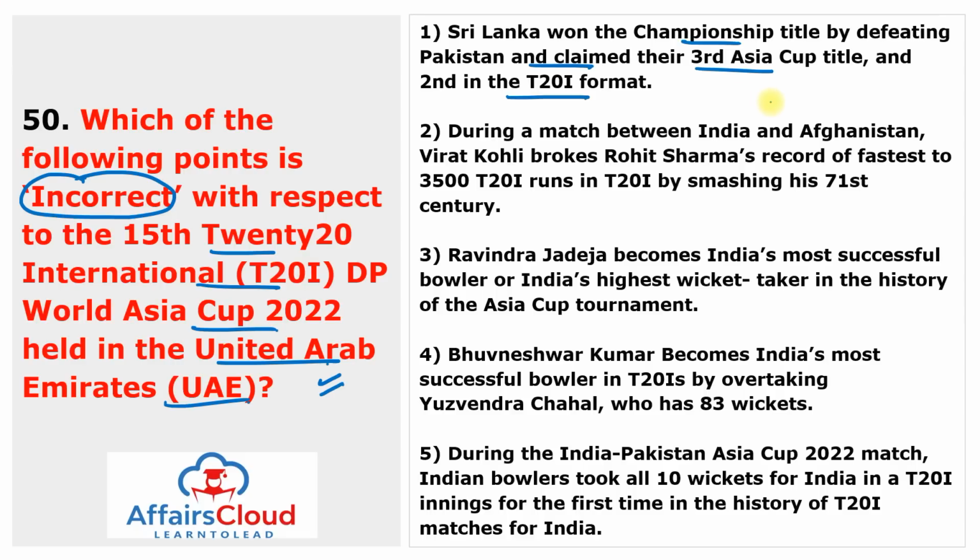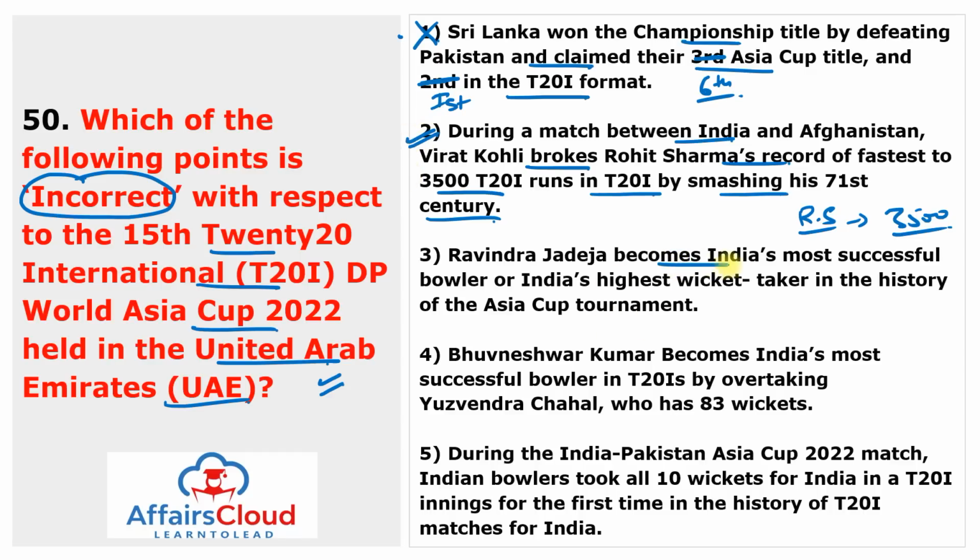Why? Because Sri Lanka won this championship title by defeating Pakistan and claimed their 6th Asia Cup title, not the third, and this is the first in the T20 format. So the first is the wrong statement. During the match between India and Afghanistan, Virat Kohli broke Rohit Sharma's record of fastest to 3,500 T20 runs by smashing his 71st century. And with this, he became only the second batsman after Rohit Sharma to go past 3,500 runs in T20 matches. The second statement is true.